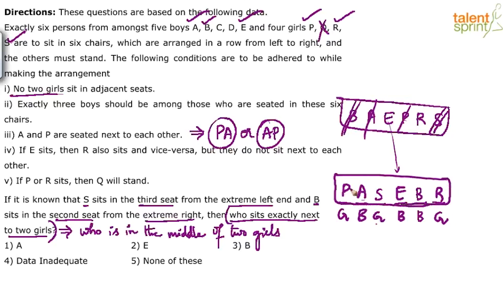So the only way we can arrange these persons is PAS-EBR. Now what is the question? Who is in the middle of two girls? This is a girl and girl. Who is that person? A. You're able to follow? A is in the middle of P and S. P and S both are girls. So A is in the middle of two girls, so the answer is option 1, A. PAS-EBR is the only arrangement possible when S is in the third seat from the extreme left and B is in the second seat from the extreme right.